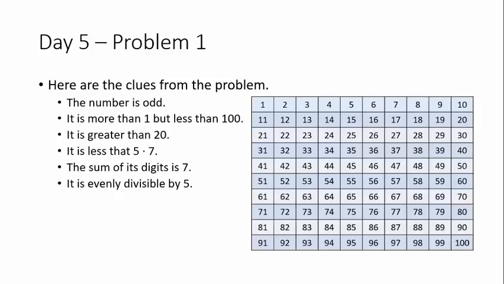Let's look at the first clue in the list. The number is odd. That means that we can eliminate all of the even numbers. You remember what the even numbers are: 2, 4, 6, 8, 10, and so on. These are all of the numbers that are divisible by 2.